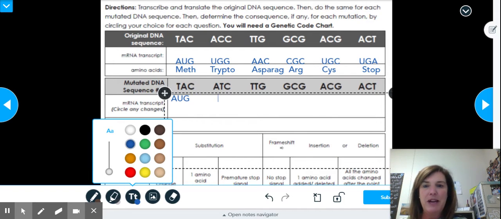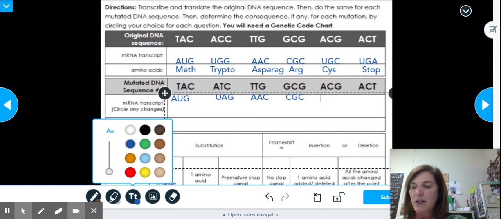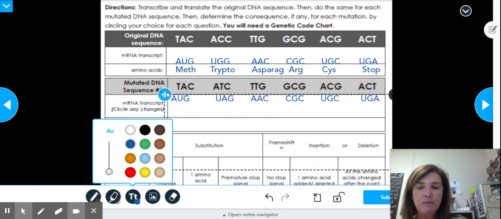Okay, but I'm trying. ATC becomes UAG. TTG becomes AAC. GCG will transcribe to CGC. ACG will transcribe to UGC. And ACT will be UGA. So when I go to find the amino acids, now that's going to change things slightly, probably.